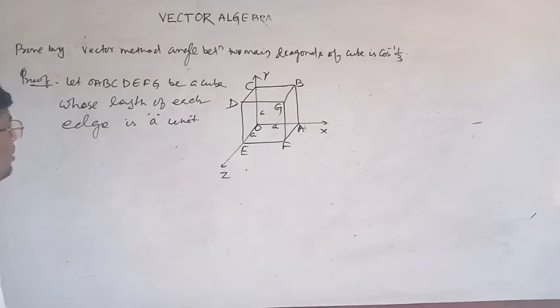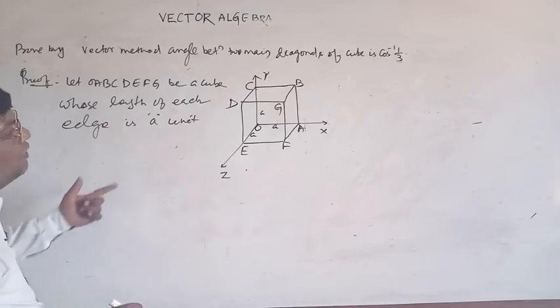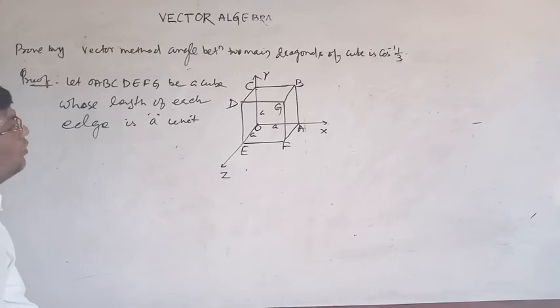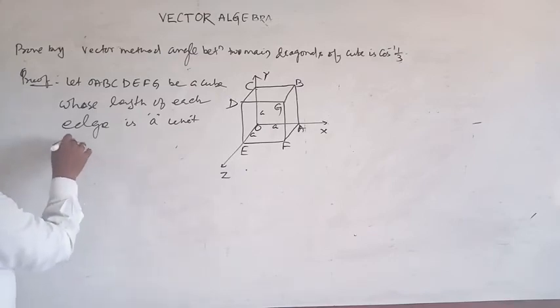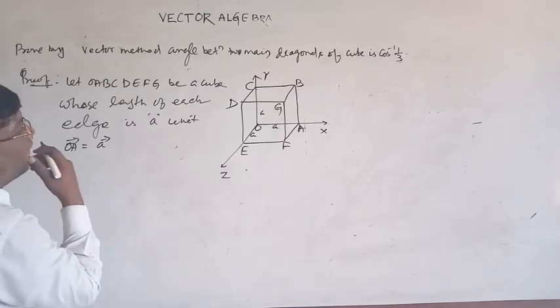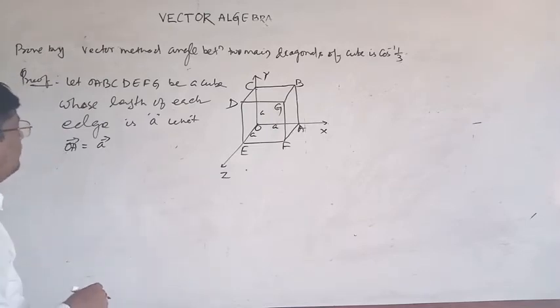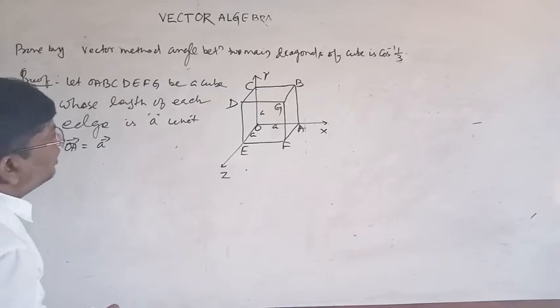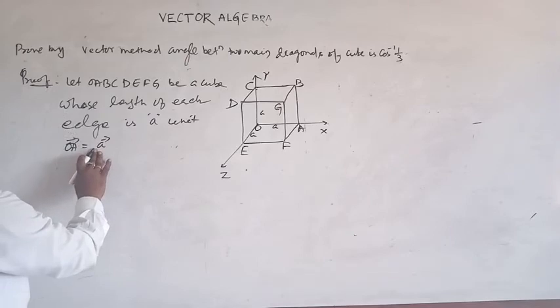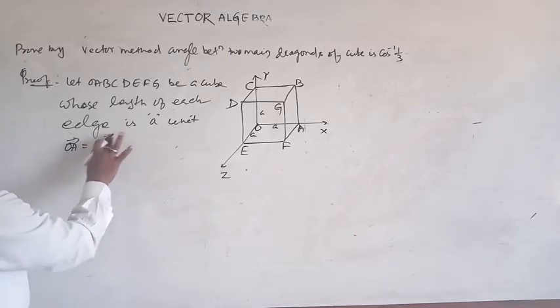Now OA is along the x-axis. This is along the x-axis. What is the vector OA? OA vector is equal to a vector, and this is a i cap, with coordinates a, 0, 0.